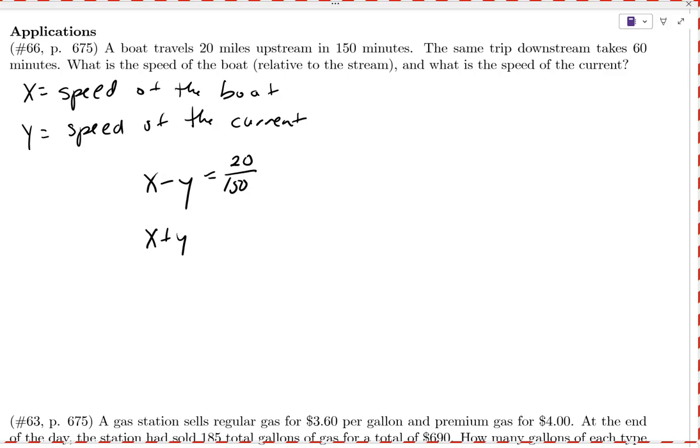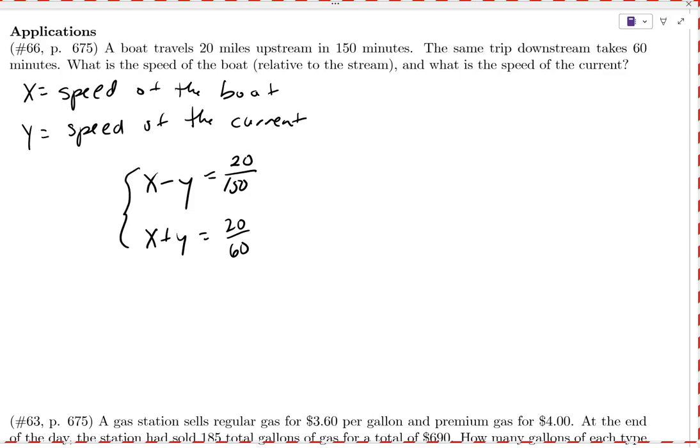Where did the 20 over 150 come from? Yeah, so it should be 20 over 60. Good. All right. Again, it's still distance over time. Or again, if you wanted miles per hour, you do 20 divided by 1. It doesn't matter as long as you're consistent in each equation. So now we have our system that we can solve.